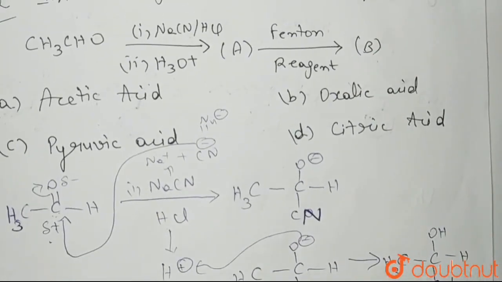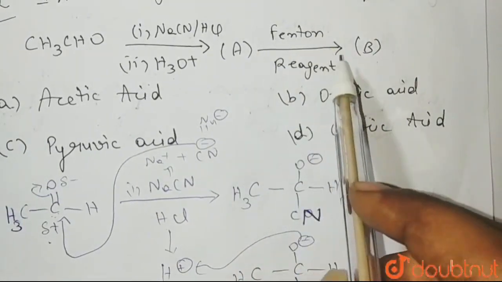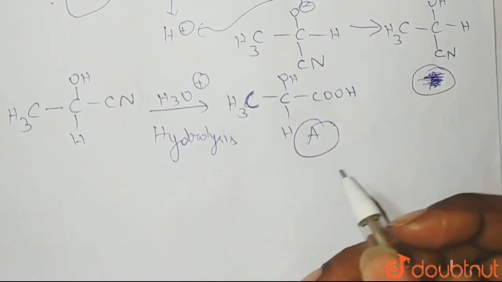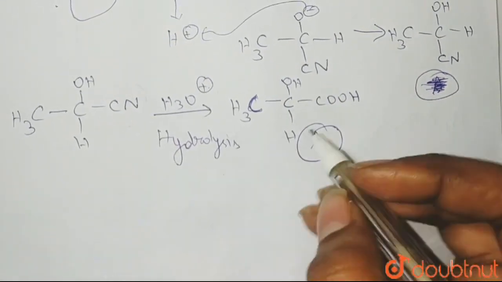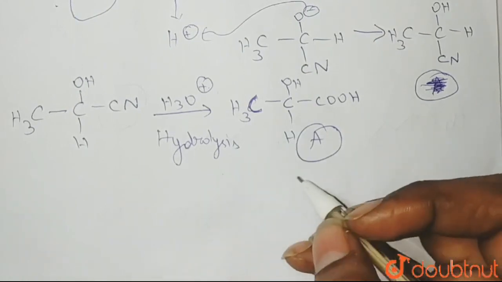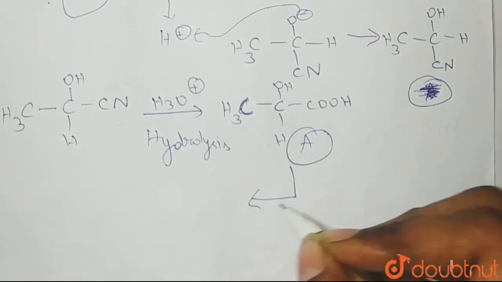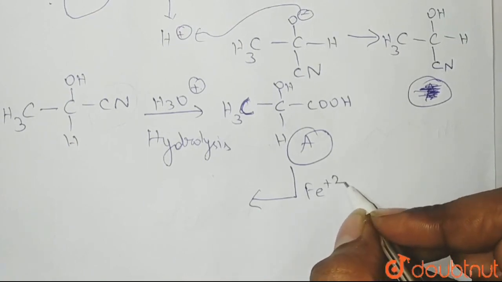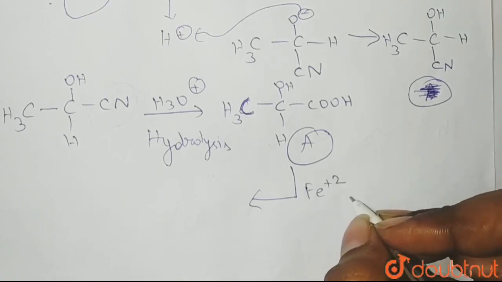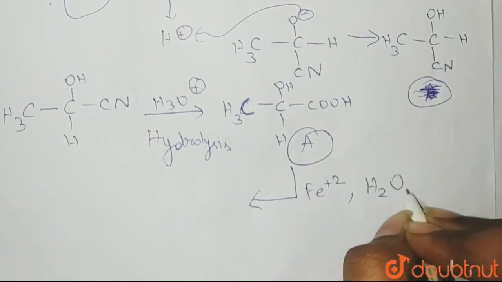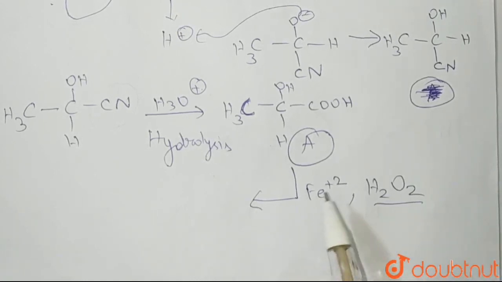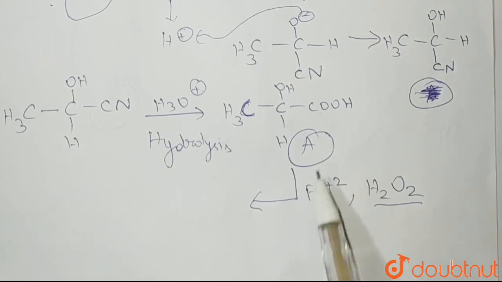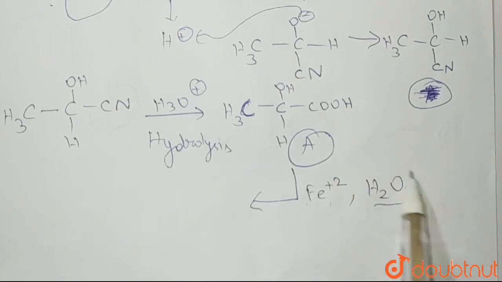Now we have to treat our product A with Fenton reagent. First of all we should know what Fenton reagent is. Fenton reagent is nothing but your ferrous salt, Fe2 plus, with hydrogen peroxide. The ferrous salt could be in any form, let's say FeSO4, ferrous sulfate, with hydrogen peroxide.